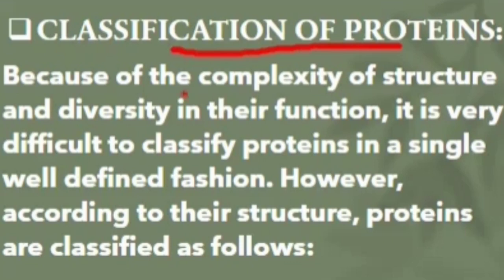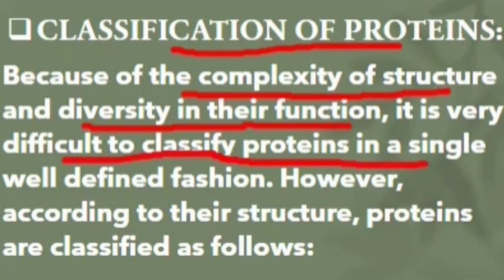Because of the complexity of structure and diversity in their function, it's very difficult to classify proteins in a single well-defined fashion. Diversity means variety of function. Each protein will perform its relative function according to its structure. However, according to their structure, proteins are classified as fibrous and globular. So let's discuss what fibrous proteins and globular proteins are.